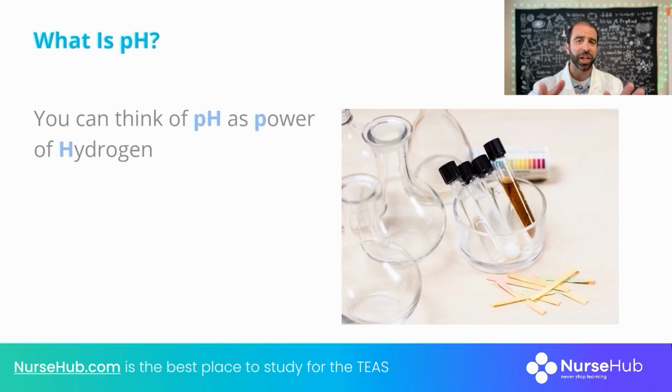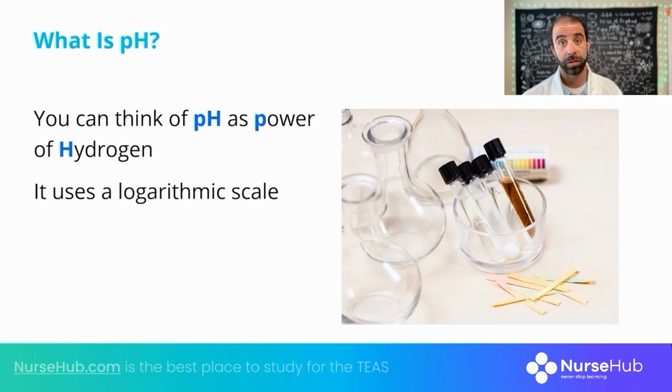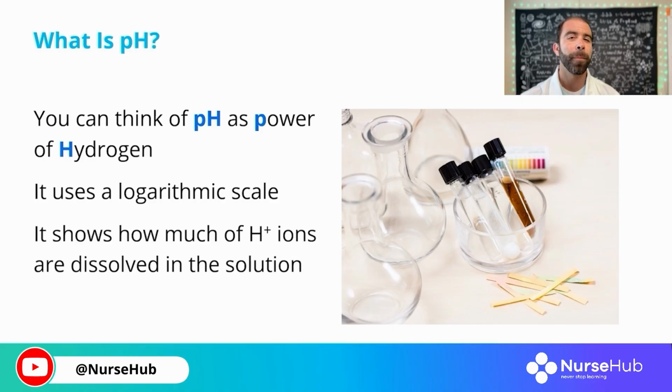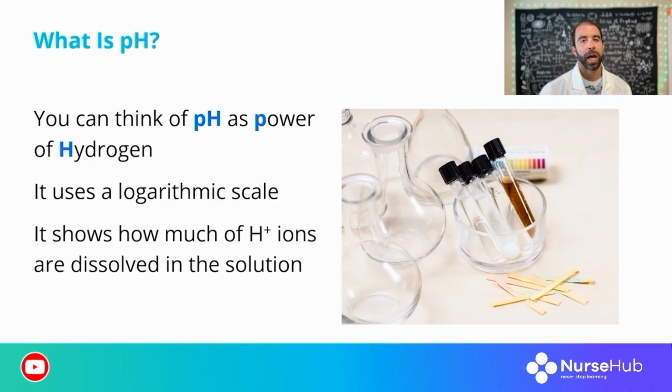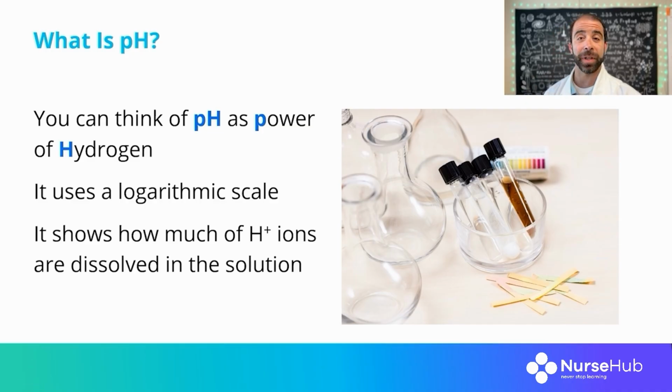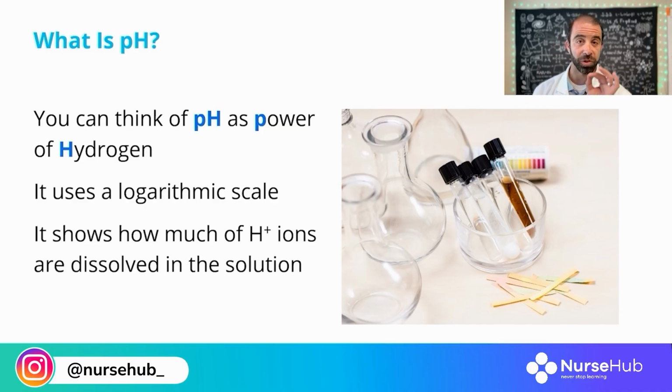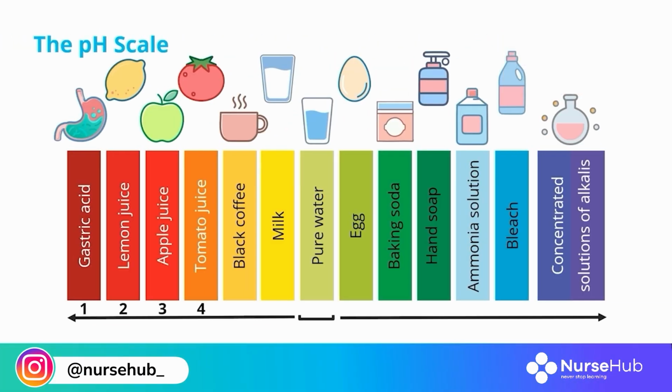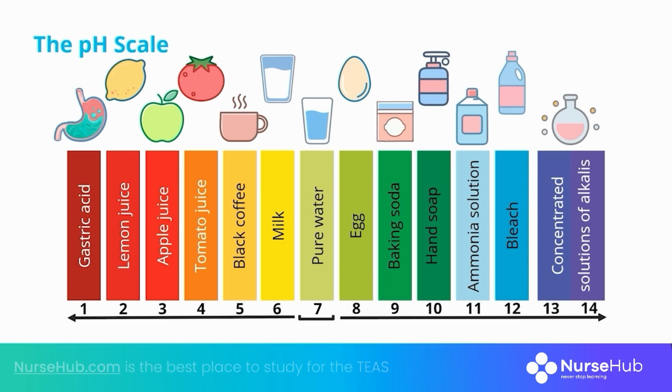I like to think of pH as power of hydrogen. It's a logarithmic scale, and it shows us how much H+ ions are dissolved in the solution. And because of its logarithmic nature, the lower the pH, the more acidic a solution is, and the higher the pH, the more basic a solution is. It ranges from 0 to 14, where the lower values indicate more acidity and the higher values indicate more basicity. 7 is considered neutral. Water is neutral.